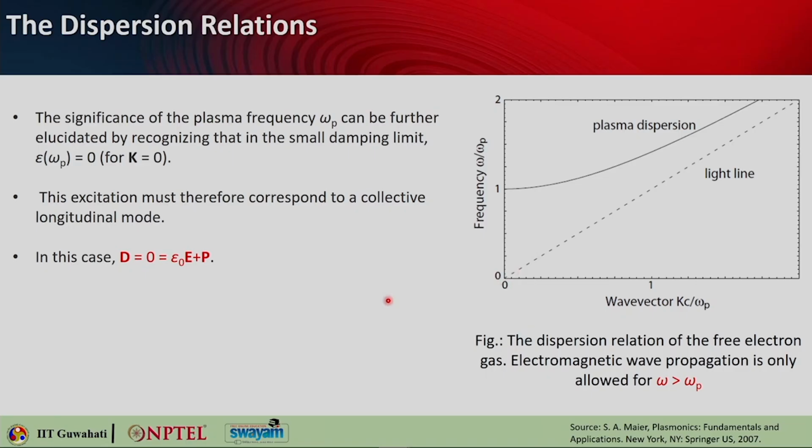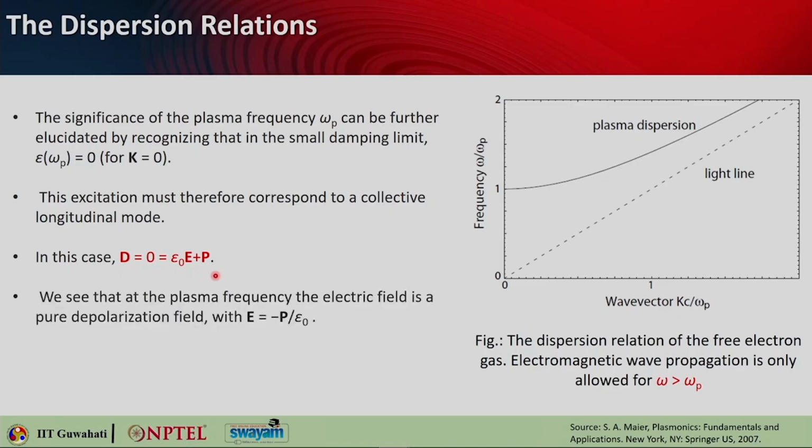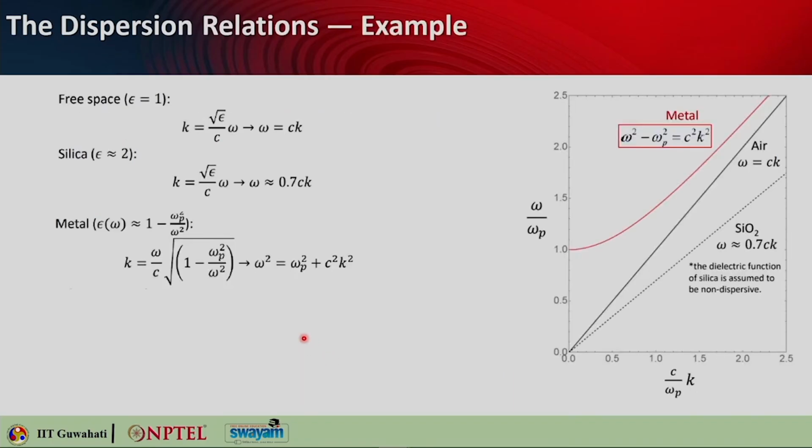This excitation must therefore correspond to a collective longitudinal wave, and in this case you can write that D equals 0, which is epsilon naught E plus P. So from that we will see that at the plasma frequency, the electric field is a pure depolarization field, that is, electric field will be minus P over epsilon naught, and that is the essence of plasma frequency.